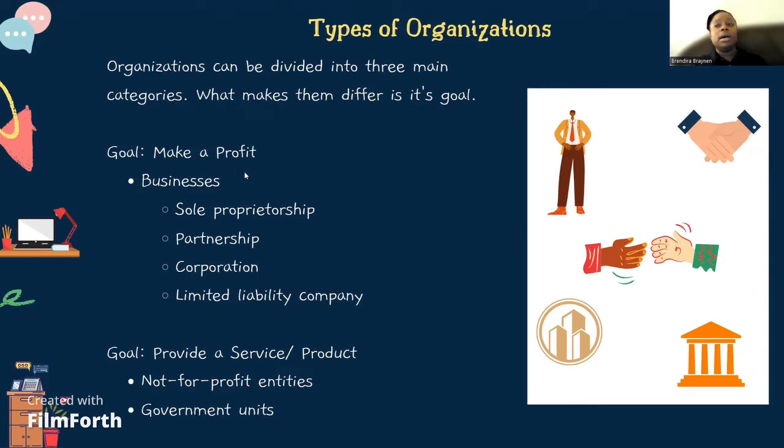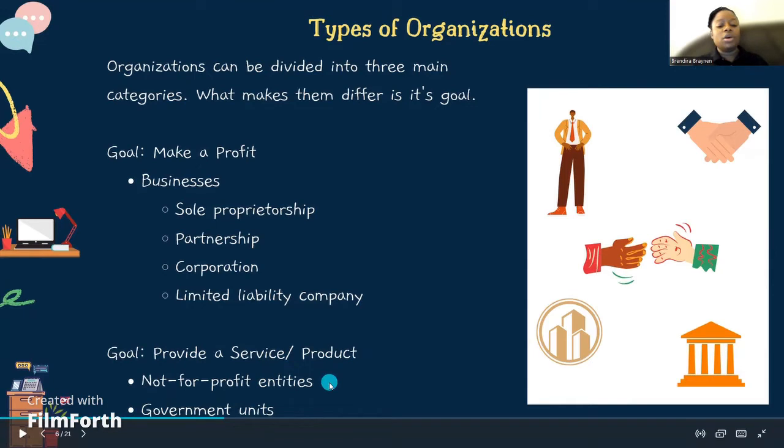When a company has more revenue or more sales than they have expenses, then they're considered to have a profit. And a company that is a business is only created to make a profit. Whereas organizations like not-for-profit organizations and governmental units, they're not interested in making a profit. Their goal is to provide a service or a product to their customers.